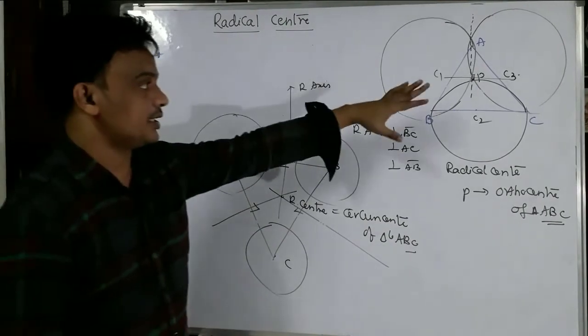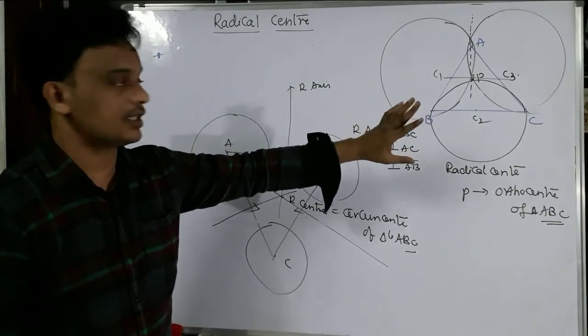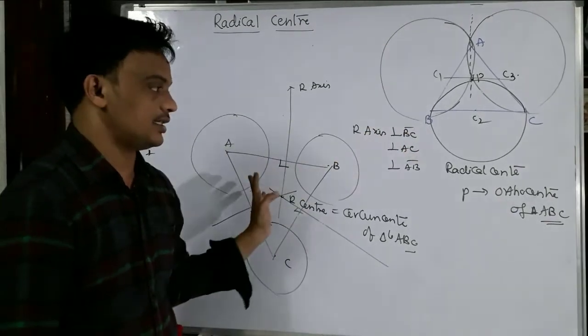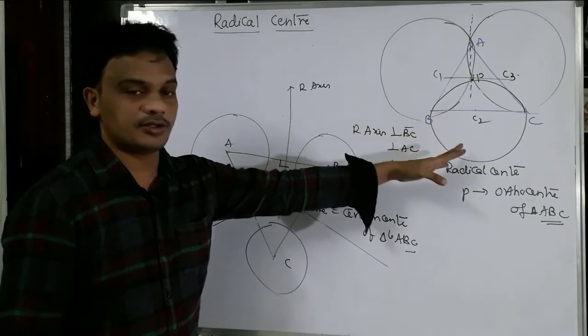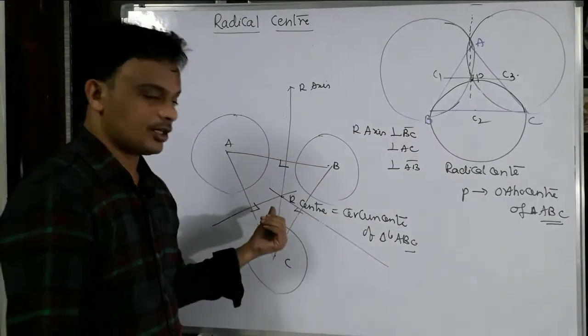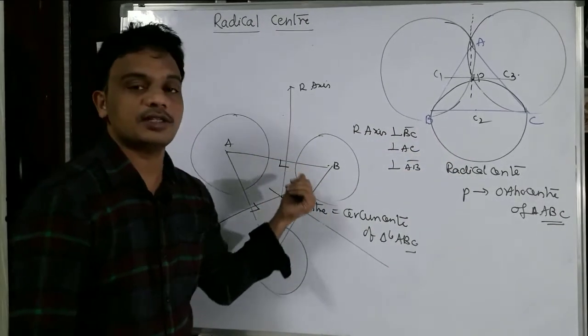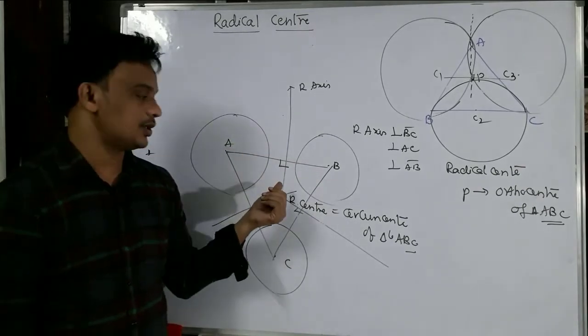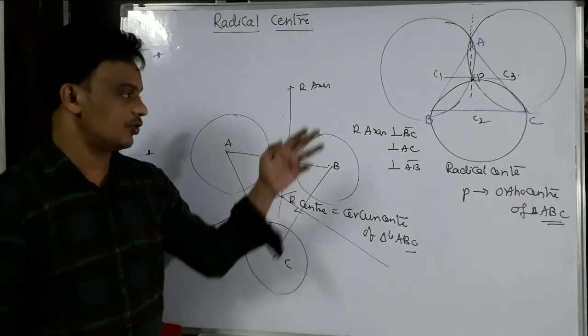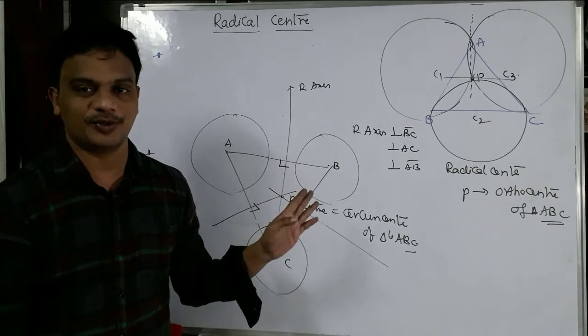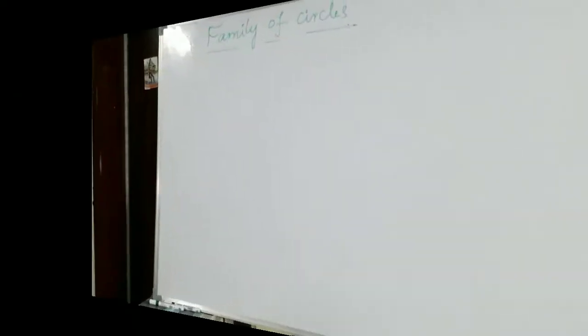Observe the positions of the circles in the three cases. In one case P, the radical center, becomes the orthocenter; in this case it is the circumcenter; and in the case where the circles touch each other, P becomes the incenter of the triangle ABC. This is a very important concept from the objective point of view. Students, make a note.